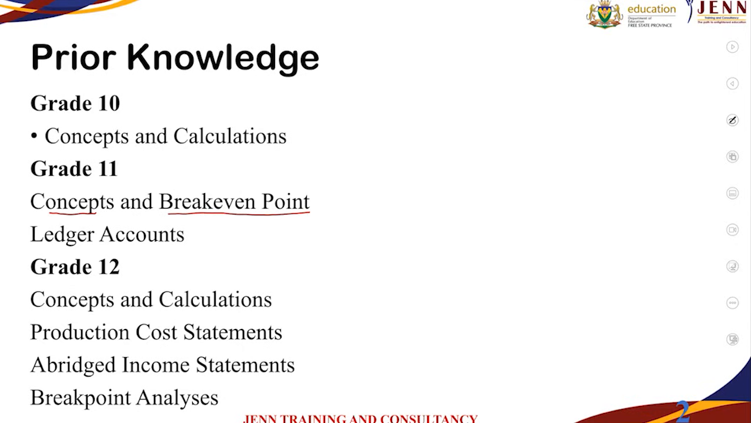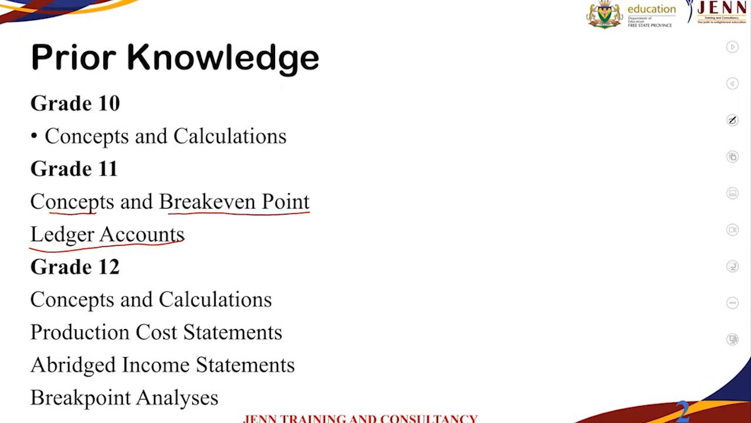And then secondly, we also focused on different ledger accounts. For example, we did the raw material account, we did the work in progress account, and then we also did the finished goods account. So those were the main accounts that we did in grade 11.